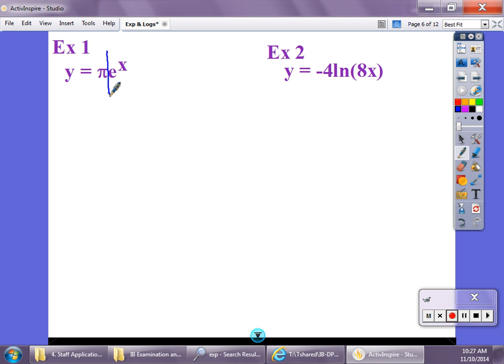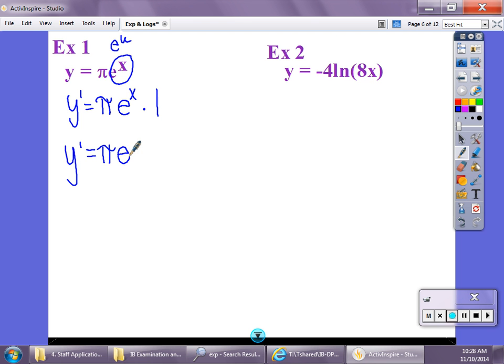Should I do product rule with just pi? No, there's no x over there. Okay? So don't do product rule. We just bring that pi down and we follow this e to the u. So y prime, bring the pi down. What's the derivative of e to the u? Good. So e to the x times the derivative of x, which is just 1. So if I rewrite it, it's just the same thing, pi e to the x.